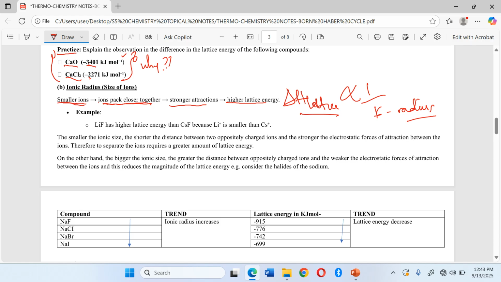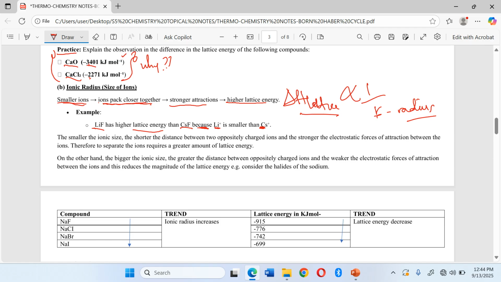For example, lithium fluoride has a higher lattice energy than cesium fluoride. Why? It's because lithium is smaller than cesium. I think all these are group 1 elements, but lithium comes first and it is smaller than cesium. So the lattice energy for cesium fluoride will be smaller compared to the one for lithium fluoride.